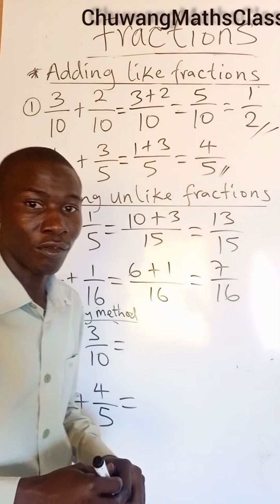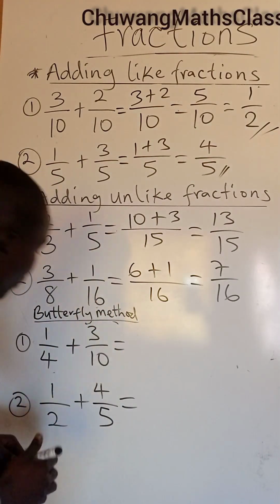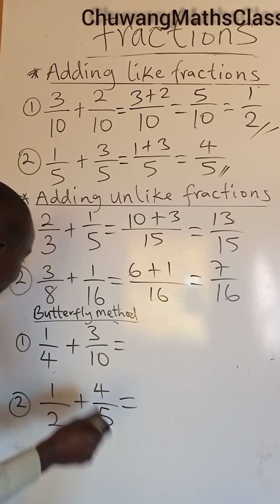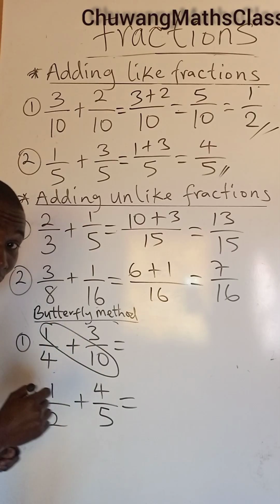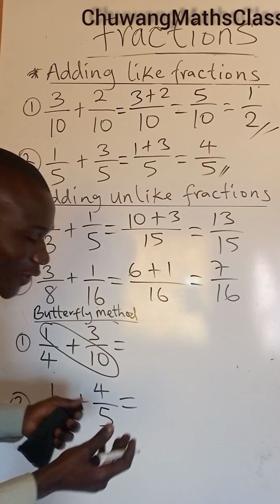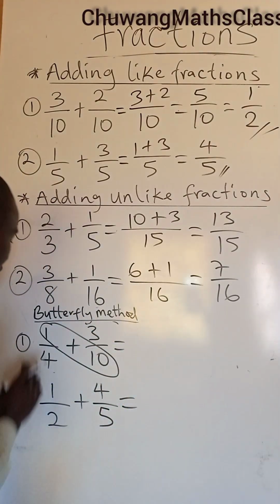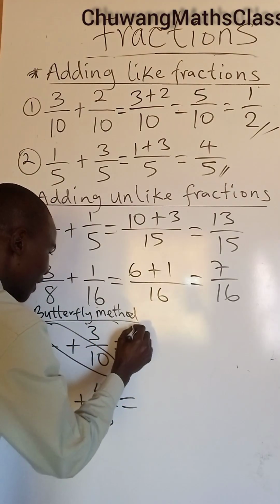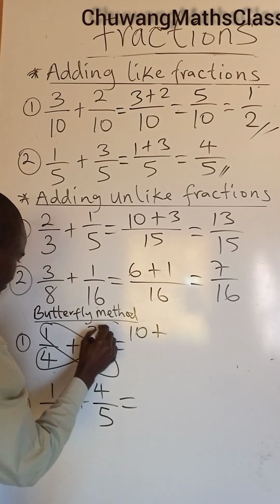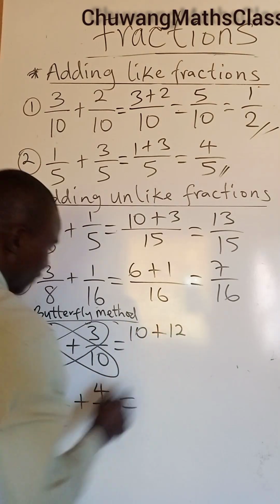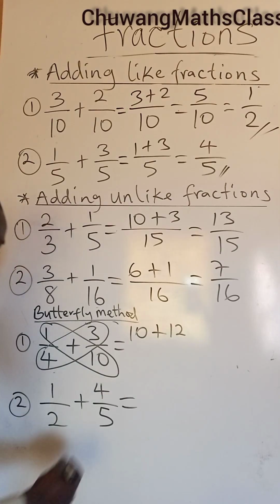Another method we can use to solve all of these problems is called the butterfly method. In solving using the butterfly method, you start by multiplying this 1 times 10. Please make sure you follow the principle and start this way. So 1 times 10 will give us 10, then plus 4 times 3, and this will give us 12.